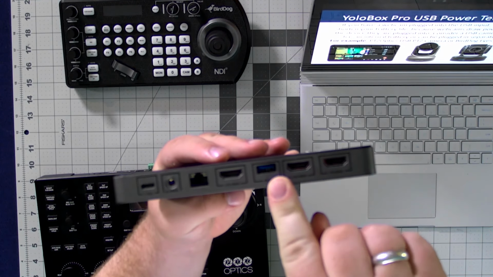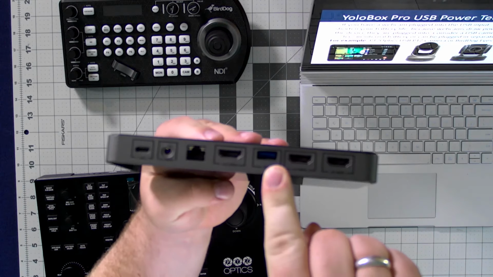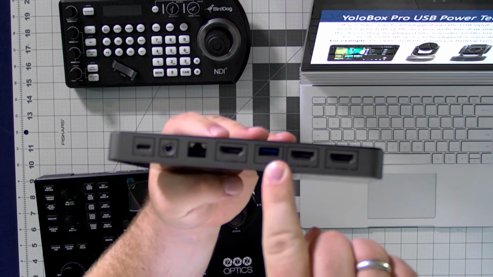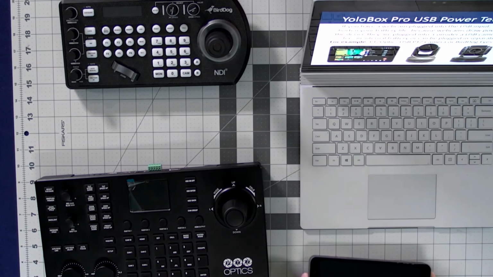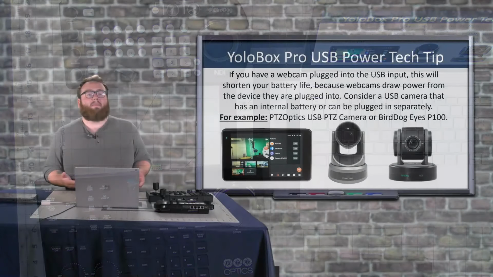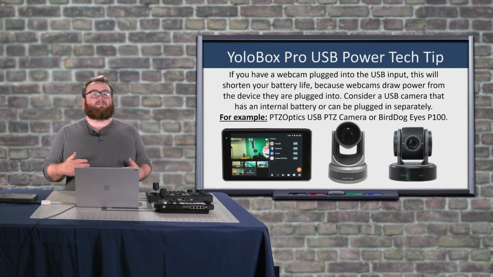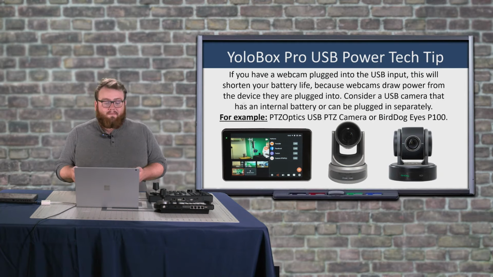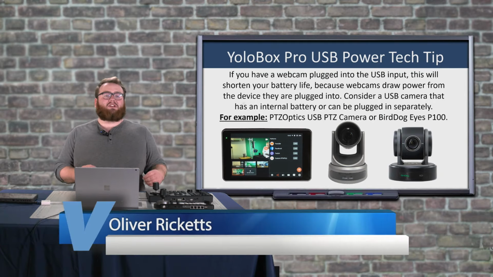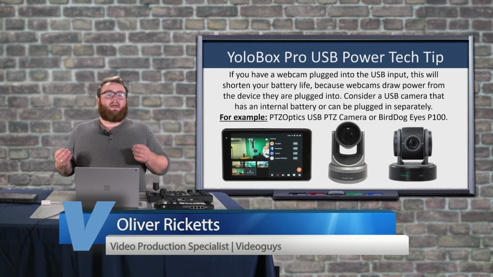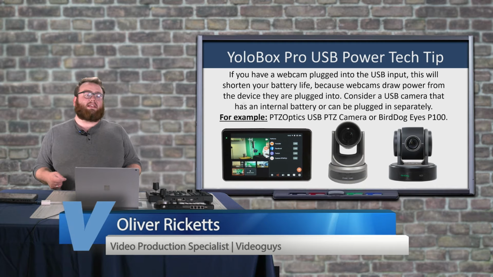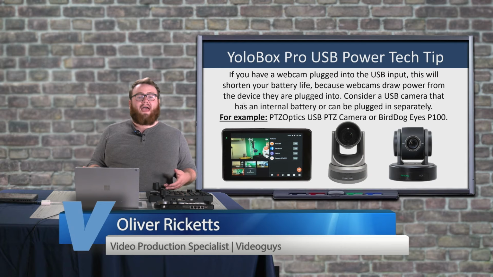This port right here, present on both YoloBoxes, is a USB input. You can use that to bring in graphics, or you can use it to bring in a USB camera. The most popular USB cameras are, of course, webcams, and a lot of webcams will actually draw power from the device they're plugged into. If you have a webcam plugged into your desktop, it doesn't plug into the wall. It plugs into the desktop via USB, and it takes power that way.